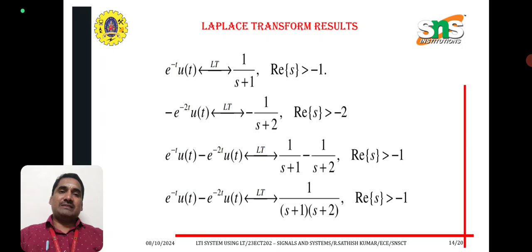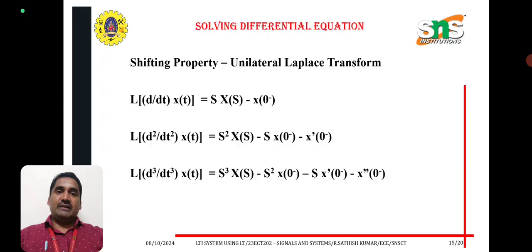Next one, Laplace transform results. e^(-t) u(t) gives 1/(s+1), real of s should be greater than -1. Minus e^(-2t) u(t) gives minus 1/(s+2), real of s should be greater than -2. e^(-t) u(t) minus e^(-2t) u(t) gives 1/(s+1) minus 1/(s+2), which is 1/((s+1)(s+2)), real of s should be greater than -1.